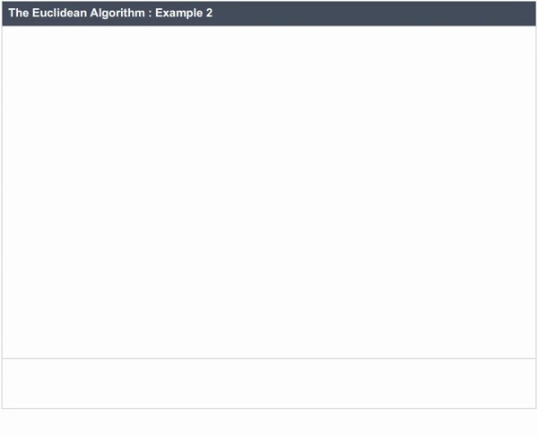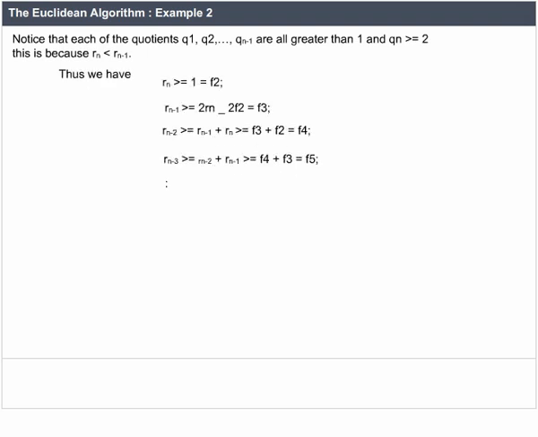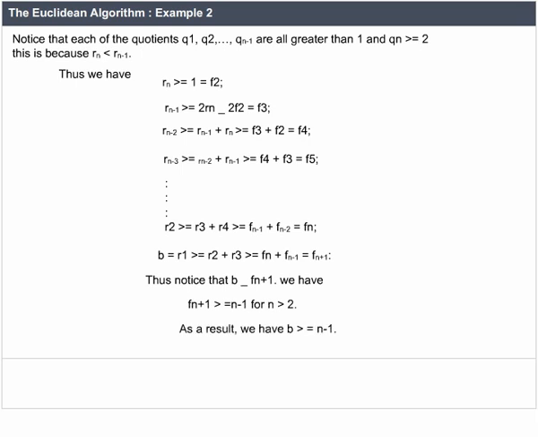The Euclidean algorithm, example 2. Notice that each of the quotients q1, q2, etc., q(n-1) are all greater than or equal to 1, and q1 is greater than or equal to 2. This is because Rn is less than R(n-1). Thus we have Rn greater than or equal to 1, equal to F2, and R(n-1) greater than or equal to 2Rn, greater than or equal to 2, equal to F3.